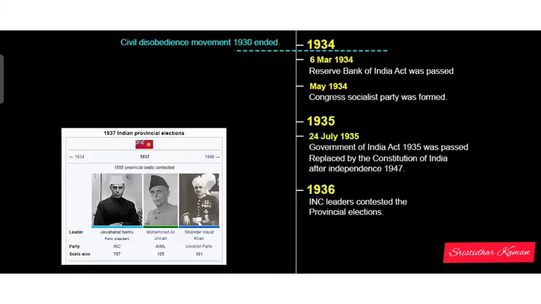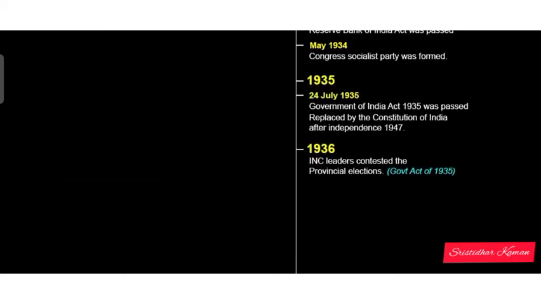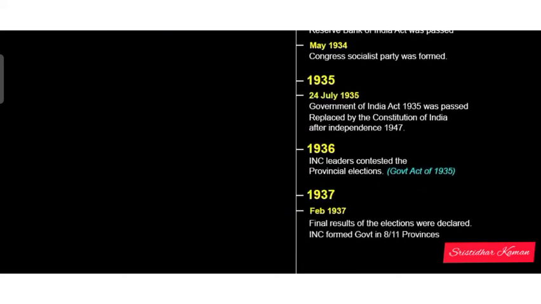Here are the results. And by the way, during this time, the Congress president was Jawaharlal Nehru. So he became the face of the winning party. As we know, elections were held in 11 provinces. Out of these 11 provinces, the Indian National Congress won in 8. The 3 provinces where they could not form the government were Bengal, Punjab and Sindh. On the other hand, the All India Muslim League failed to form the government in any province. And that's when the Congress rule first began in British India, from 1937 to 1939.